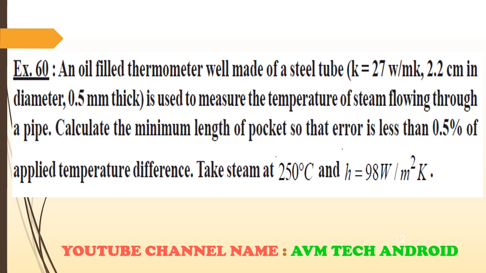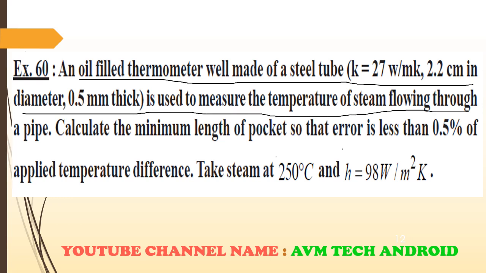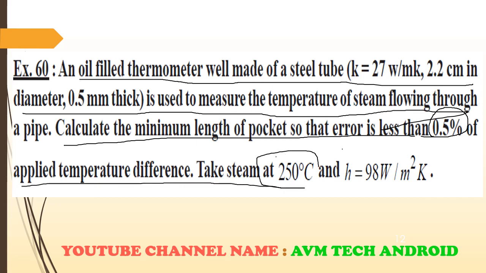So in the same direction, we'll go with one more numerical: an oil filled thermometer well made up of steel tube. The thermal conductivity, diameter and thickness are given. It is used to measure the temperature of steam flowing through the pipe. Calculate the minimum length of pocket so that the error is less than 0.5% of the applied temperature difference. Take the steam as 250 degrees Celsius and the convection heat transfer coefficient as 98 watt per meter square Kelvin.